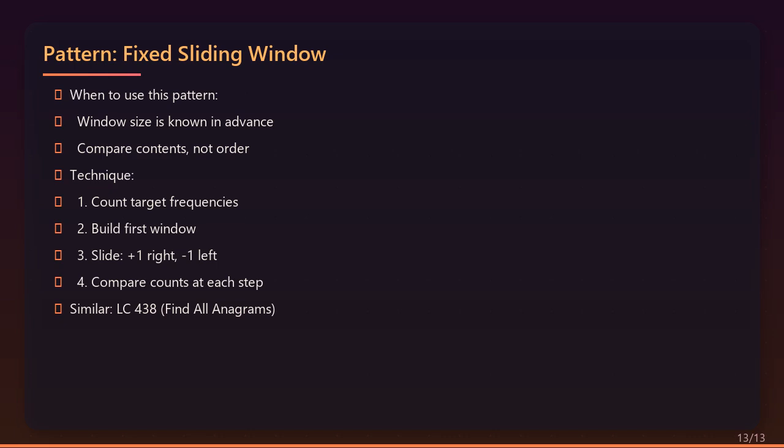The pattern here is fixed sliding window with frequency matching. Use it when the window size is known and you care about contents, not order. Count the target frequencies. Build the first window. Then slide, add 1 on the right, remove 1 on the left. Compare at each step. This exact same approach solves LeetCode 438. Find all anagrams in a string. Master this pattern and you've got 2 problems for the price of 1.